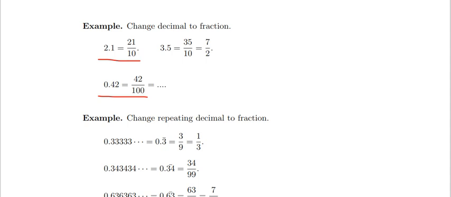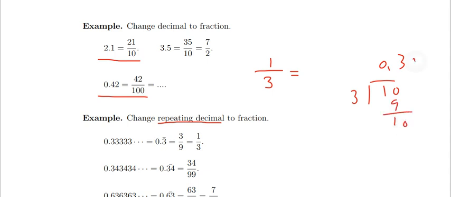Okay, so here let's say we have a repeating decimal like 0.33333. This is actually 1 over 3. If we change 1 over 3 to a decimal, we say 1 divided by 3. So 3, 9, so still this 3, 3, 3, 3. So this equals 0.3333. Okay, so from here we find this way.